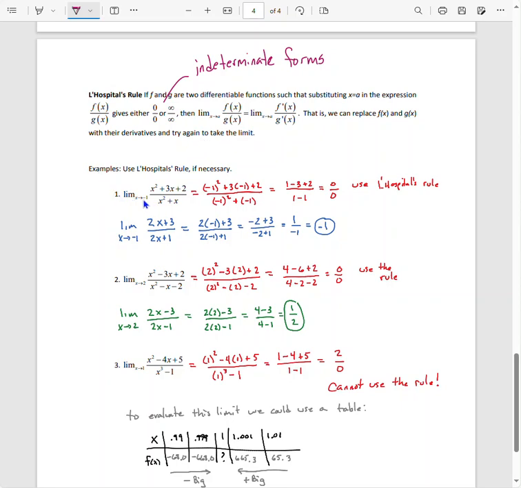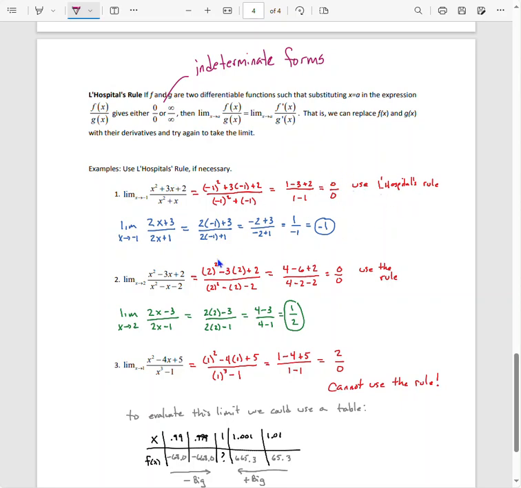The limit as x approaches -1 of x squared plus 3x plus 2 over x squared plus x. Now, when I first substitute -1 in for x, because that's always what we want to do with limits, the numerator is -1 squared plus 3 times -1 plus 2. That's 1 minus 3 plus 2. Denominator, -1 squared plus a -1. That's a 1 minus 1. I end up with 0 over 0. If I want to evaluate this limit, I get an indeterminate form.